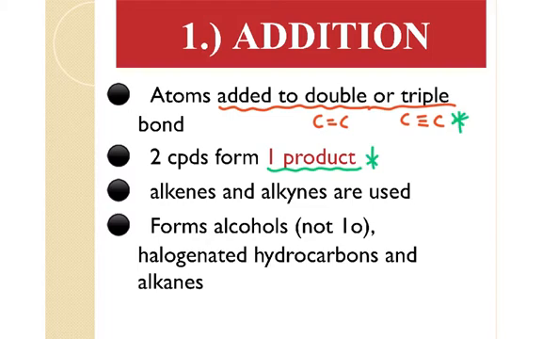So we'll be using these for alkenes and alkynes, and we're going to be forming alcohols, not primary alcohols typically. I'll talk more about that later. Halogenated hydrocarbons. Halogenations are the halogens, so putting things like chlorine, iodine, bromine, things like that onto your carbon. And you can also make alkanes with this method.